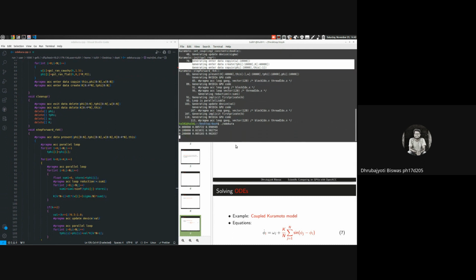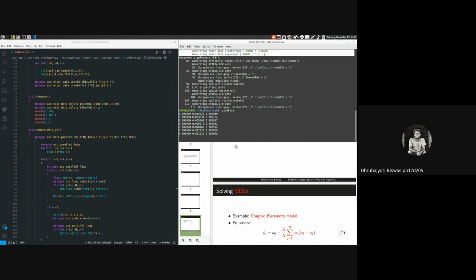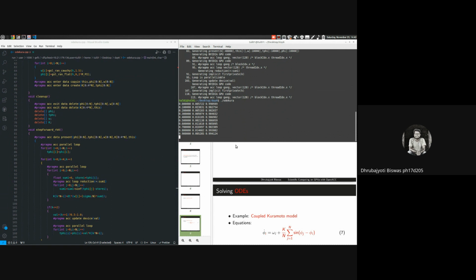Yeah. You see, what was taking 24 seconds on the parallel CPU is taking 0.9 second on the GPU. You can imagine how fast this is if you compare between the CPU and the GPU. It is taking around 1 second, 0.9 second, so on and so forth. That time will vary, but yeah.